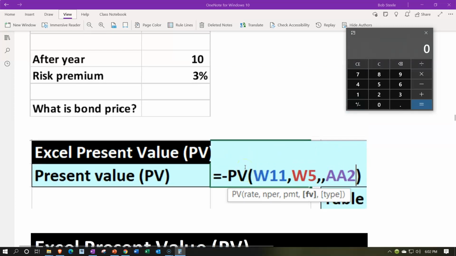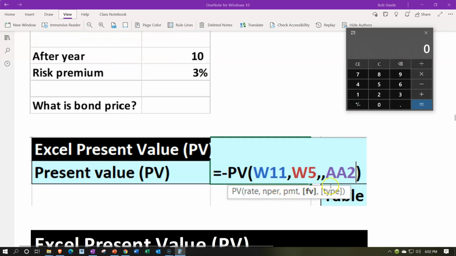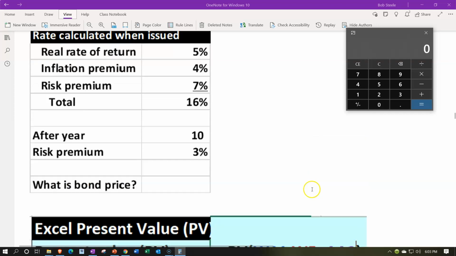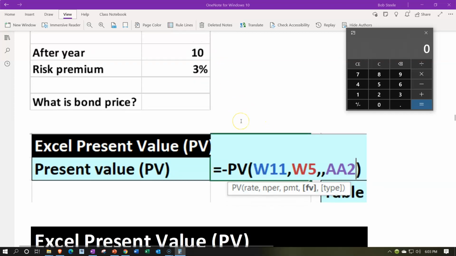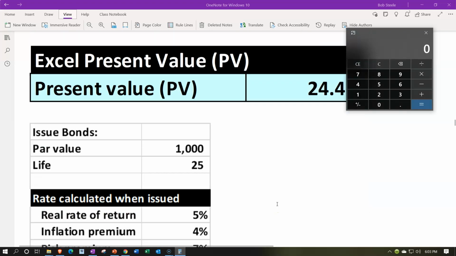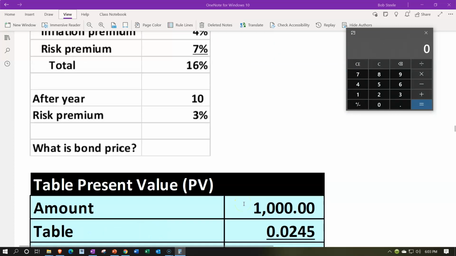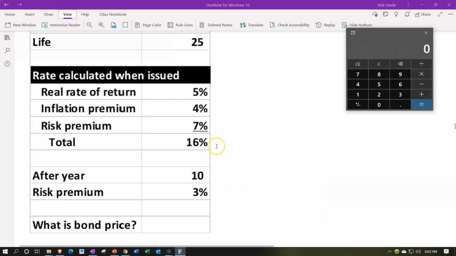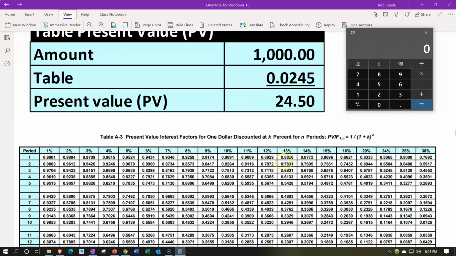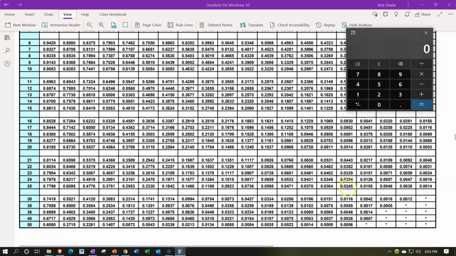Present value, rate, which is 16%, comma, number of periods, 25, comma, because it's not an annuity, but present value of 1. Future value, 1,000. That gets us to the 24.47 again, the magic way. We can also do it with the tables. 1,000, looking at the table, picking up the proper table, this time present value of 1, not an annuity. 16%, 25 periods. 16%, looking for 25 in this column.